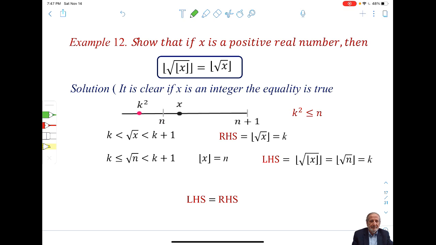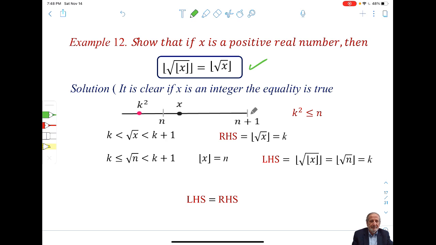Now, show that if x is a positive real number, then the floor function of the square root of the floor function of x is the floor function of the square root of x. Now, again, if x is an integer, this is true. This is straightforward. Now, if x is not an integer, so x is between n and n plus 1. So I put x here between n and n plus 1.